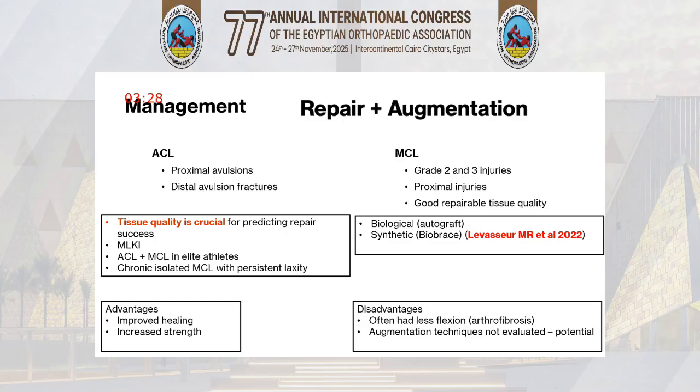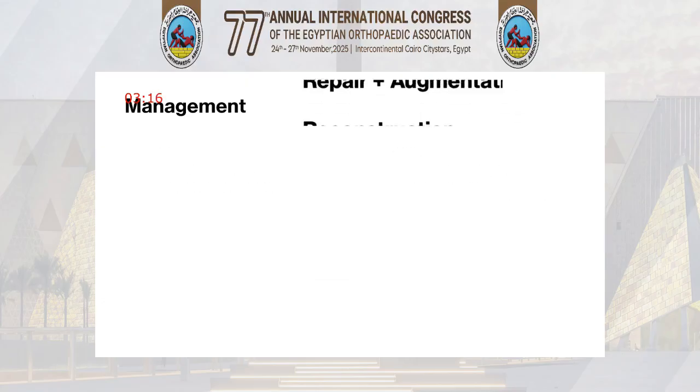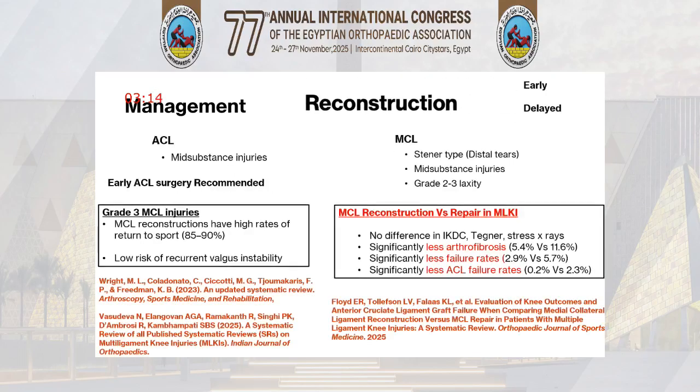Repair with augmentation is indicated in grade 2 to 3 injuries with good repairable tissue, and options can be synthetic or biological. Arthrofibrosis is a concern in these cases. Indications for reconstruction include distal, mid-substance, and grade 2 to 3 injuries. A recent high-quality study found reconstructions have less arthrofibrosis and less failure of the MCL reconstruction or ACL reconstruction compared to repair of the MCL.